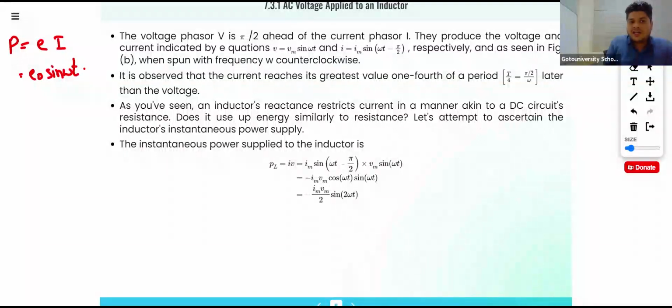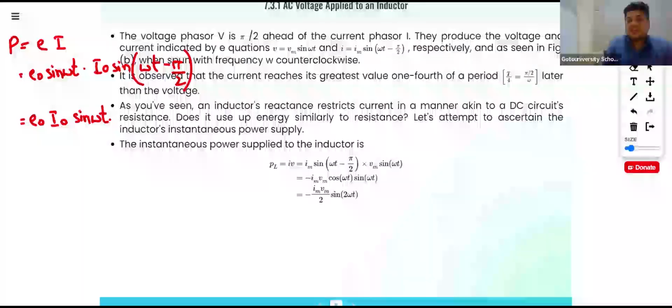What about the current? Current will be I naught sine omega t minus pi by 2. So this will be equal to E naught I naught sine omega t times sine of omega t minus 90. What is sine theta minus 90? Sine 90 minus theta is cos theta, so sine theta minus 90 will be minus cos theta. I will take the minus out and write cos omega t here.